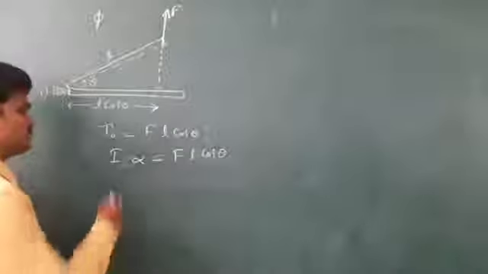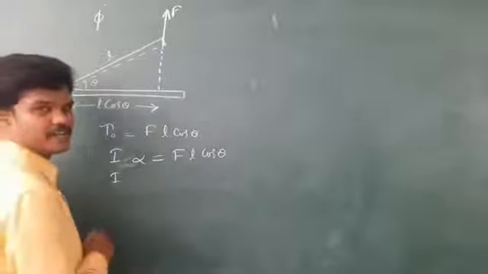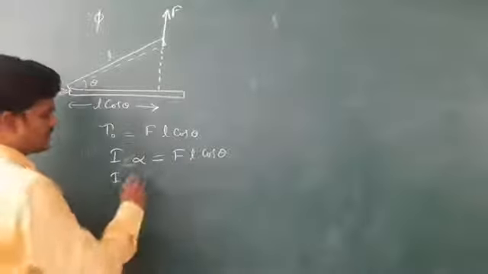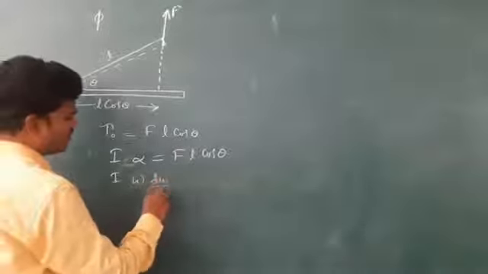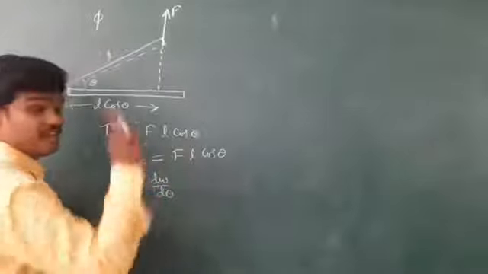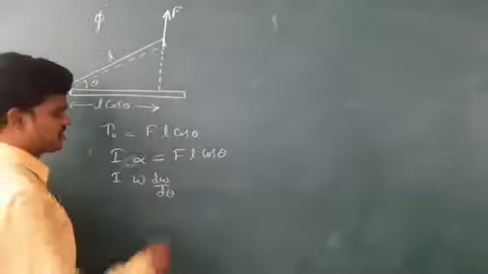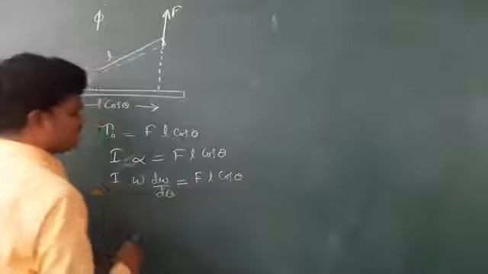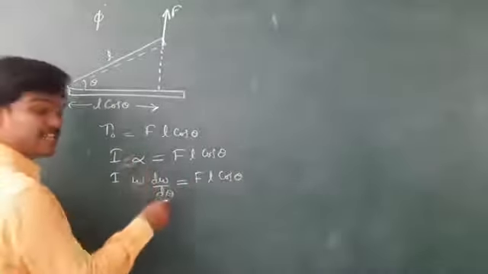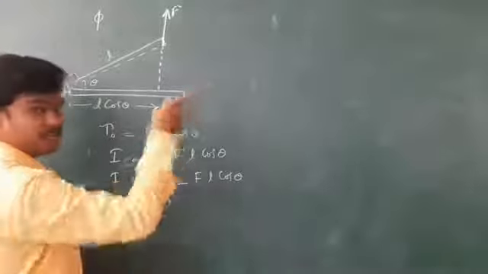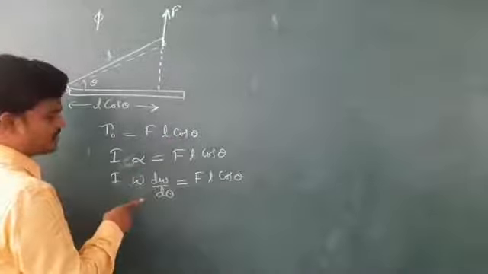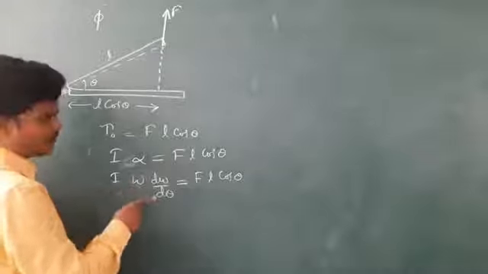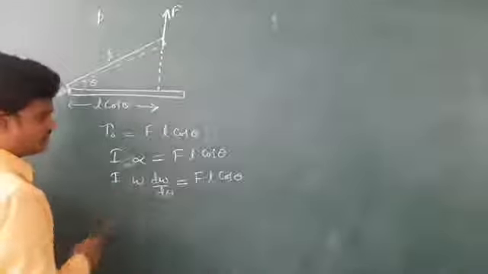To solve this type of question, use some integration technique. Alpha, which you know we can write as omega d omega by d theta, like a is equal to v dv by dx. FL cos theta. Alpha is d omega by dt; multiply and divide by d theta, and you get d theta by dt as omega, so alpha is omega d omega by d theta. I think you remember this one.